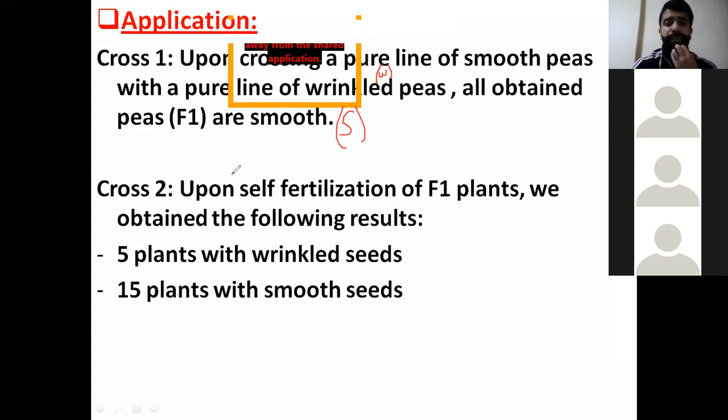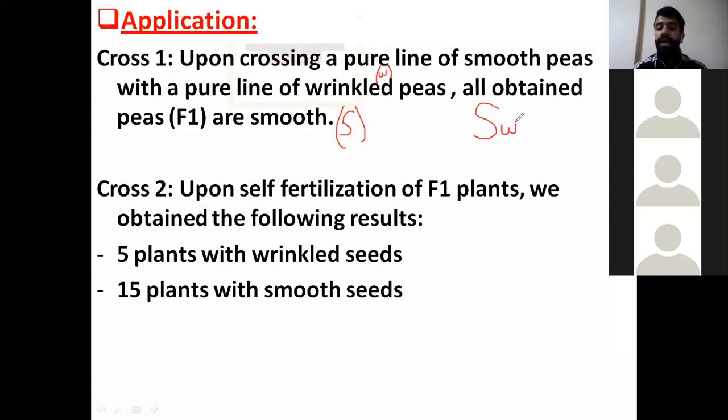Part 2, cross 2. Upon self-fertilization of F1 plants. F1, the first generation, they are smooth, so they have the genotype SW. Upon crossing F1 with F1, we obtain the following results: 5 plants with wrinkled seeds and 15 with smooth seeds.